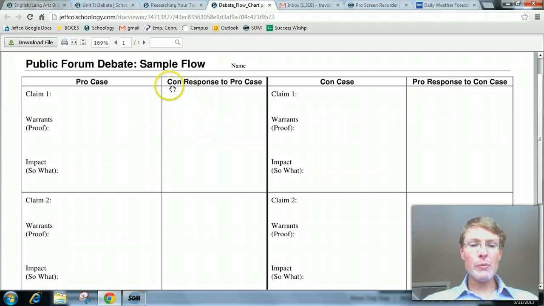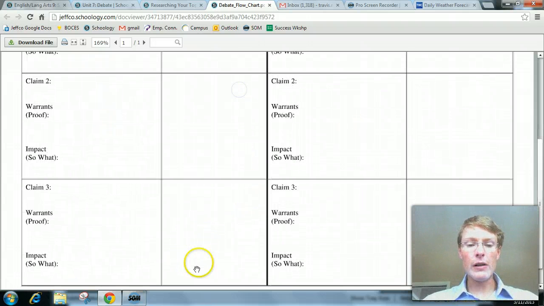All right, let's look at the next column here, con response to pro case. So what that means is, okay, you make a claim over here, or you make an argument. What is the other side going to say about that particular argument? Okay, that's all you're doing here. Give me a couple sentences. What is the other side going to say about that argument that you've drawn out? Okay, so please fill that in here, and then also for the third claim down here as well.